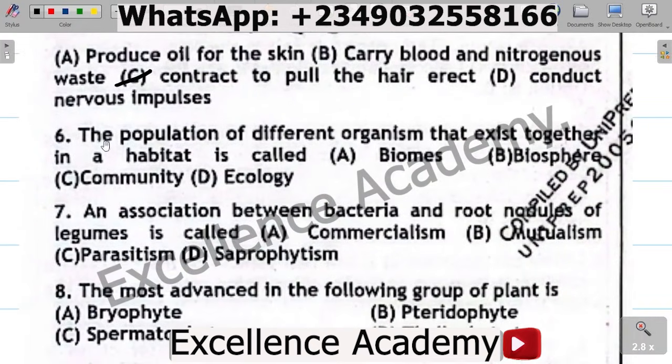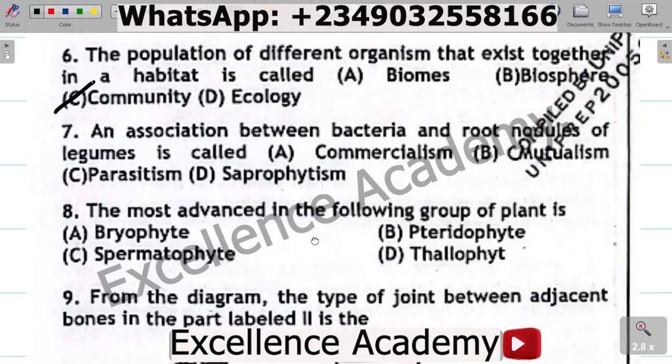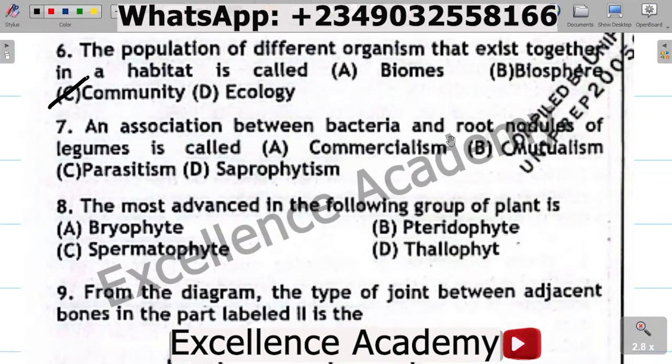Question 6. The population of different organisms that exist together in a habitat is called A. Biomes, B. Biosphere, C. Community, D. Ecology. The correct option is C. Community. Question 7. An association between bacteria and root nodules of legumes is called A. Commensalism, B. Mutualism, C. Parasitism, D. Saprophytism. The correct option is B.